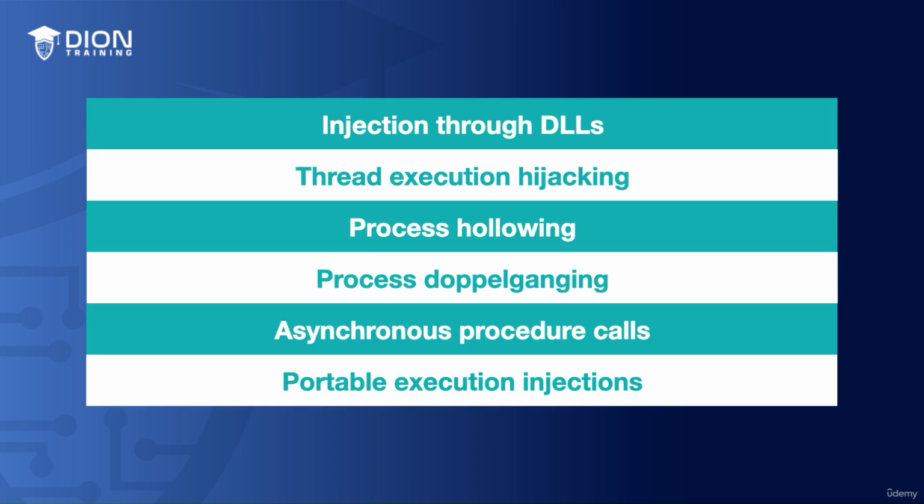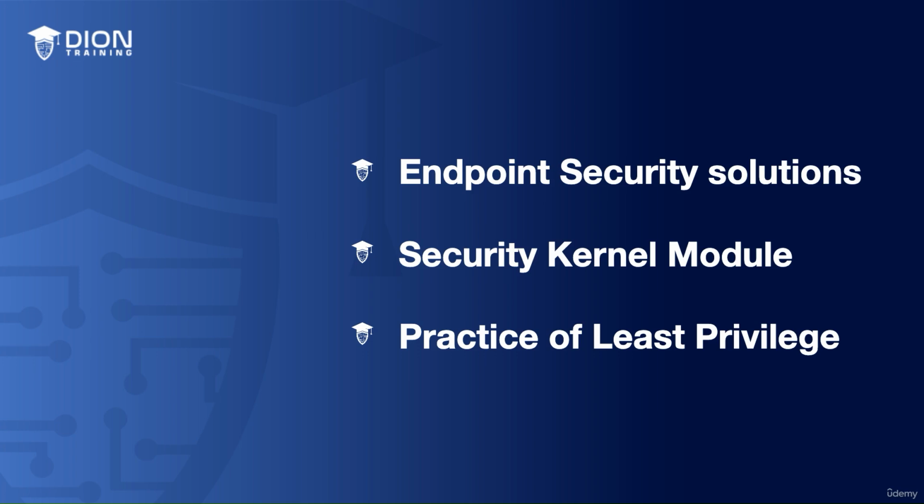Many of these will abuse legitimate functionalities as well. This includes injection through DLLs, thread execution hijacking, process hollowing, process doppelganging, asynchronous procedure calls, and portable execution injections. To mitigate against process injections, you should use endpoint security solutions that are configured to block common sequences of attack behavior, you can utilize a security kernel module, and you can utilize the practice of least privilege.